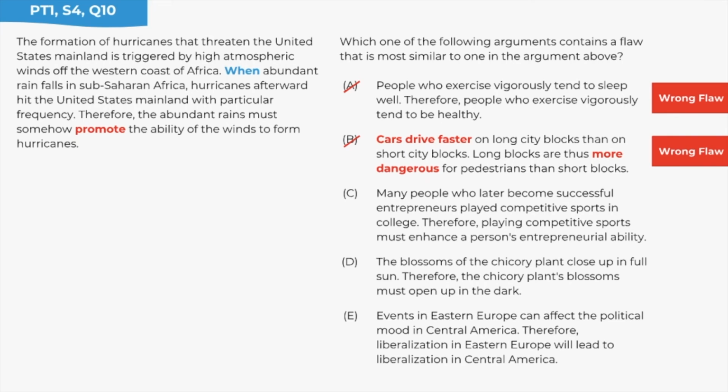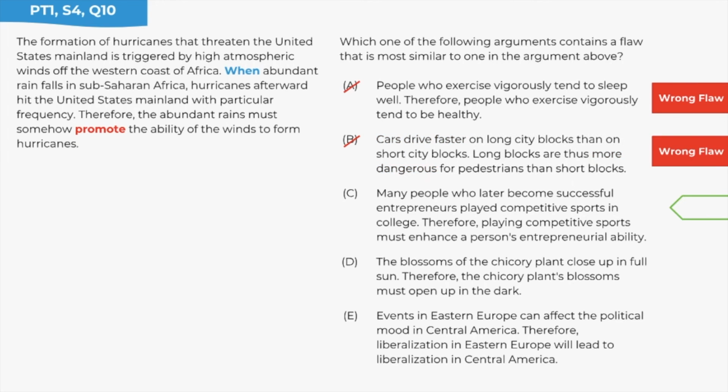Answer choice C says that many people who later become successful entrepreneurs played competitive sports in college. Therefore, playing competitive sports must enhance a person's entrepreneurial ability. So now that first statement gives us a relative relationship between entrepreneurs and playing competitive sports, right? Most of those who later became successful entrepreneurs played competitive sports. That's a correlation between those two things. Therefore, playing competitive sports must enhance. Enhancing is suggesting that it's a causal feature, right? It's causing it to occur. This looks like a contender. Let's hold on to C.